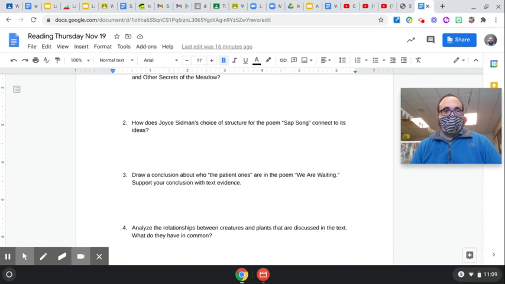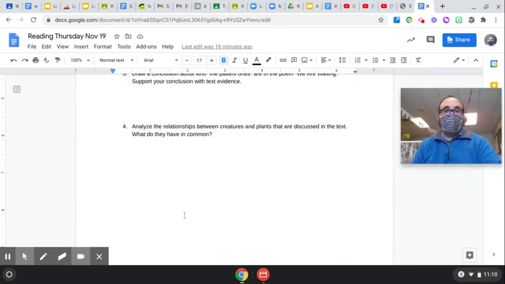Now, number three, draw a conclusion about who the patient ones are in the poem. Support your conclusion with text evidence. This is straight up. You go to the poem and you find out who the patient ones are, and you support your conclusion with text evidence. We need to see parentheses and that you're using text evidence to answer the question, okay?